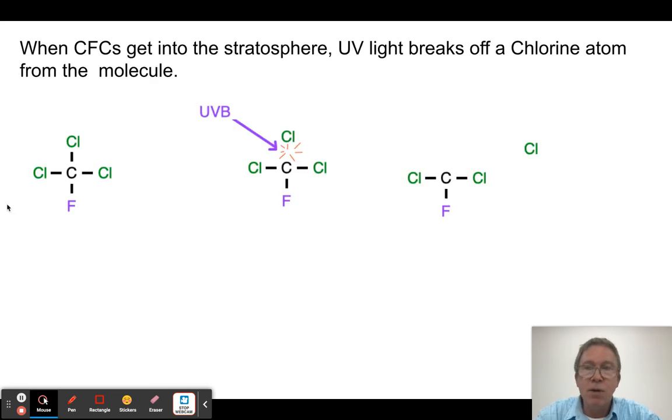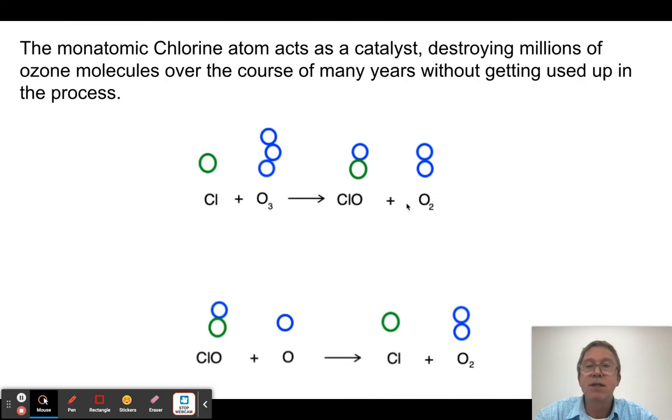So here's how it works. This is a typical chlorofluorocarbon called Freon. Now what happens is when UVB light in the stratosphere hits this, it will break off one of these chlorines. Now I just have this atom of chlorine drifting around in the stratosphere, and this right here is a problem. It came from chlorofluorocarbons, but it broke off and formed chlorine. Let's see what it does. So here's chlorine. Here's an O3 ozone.